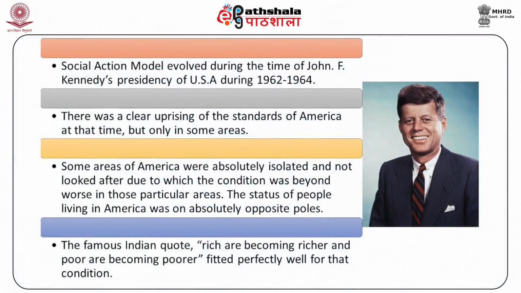First and foremost, we need to talk about the origin of this model. The social action model evolved during the time of John F. Kennedy's presidency of USA during 1962 to 1964. There was a clear uprising of the standards of America at that time, but only in some areas. Some areas of America were absolutely isolated and not looked after, due to which the condition was beyond worse in those particular areas. The status of people living in America was on absolutely opposite poles.